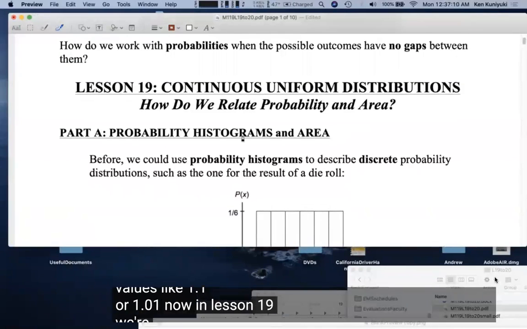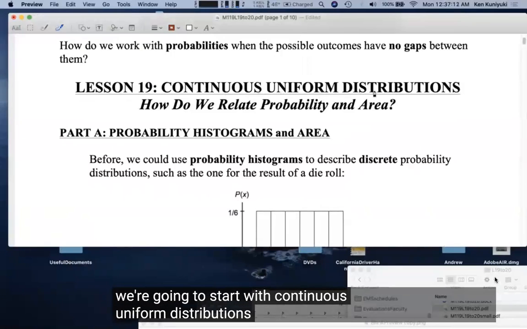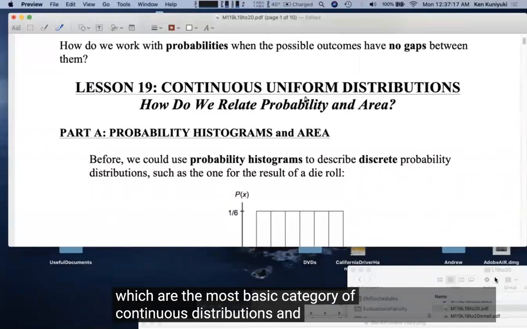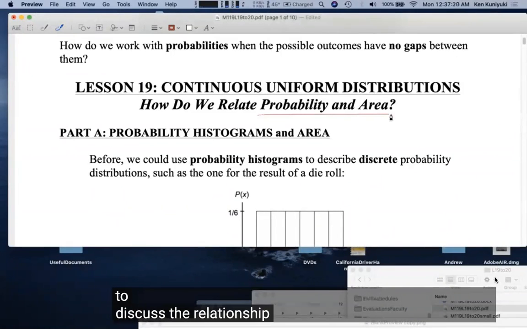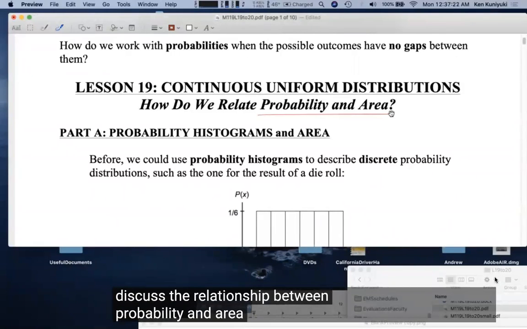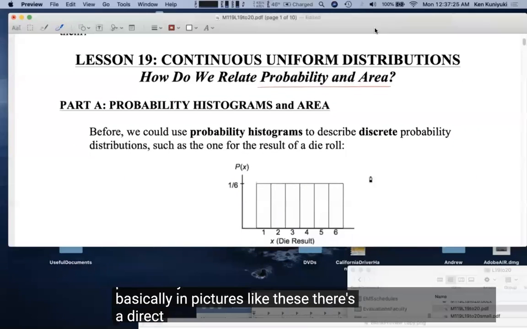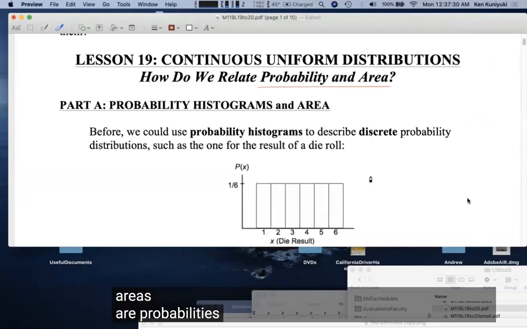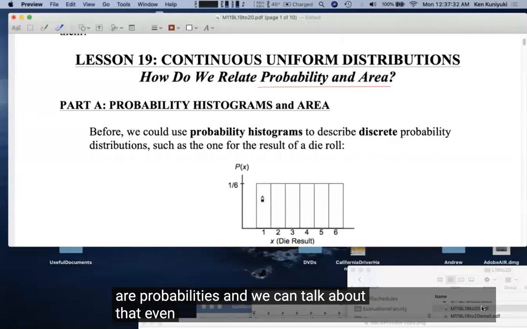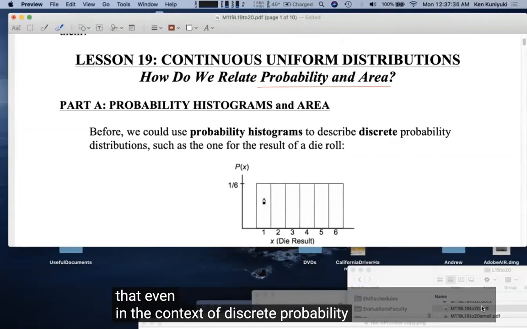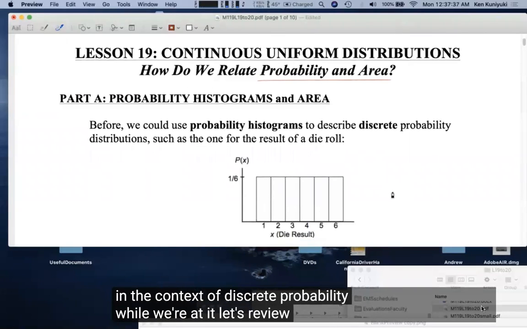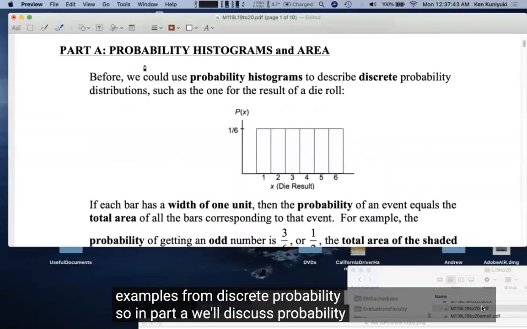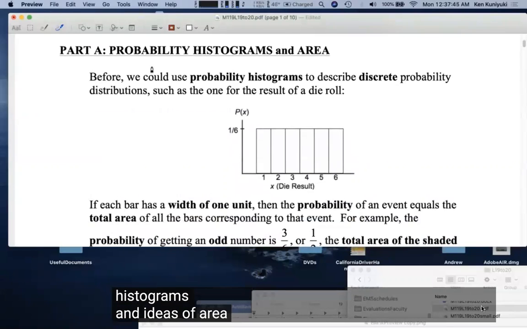Now, in lesson 19, we're going to start with continuous uniform distributions, which are the most basic category of continuous distributions. And we're going to discuss the relationship between probability and area. Basically, in pictures like these, there's a direct relationship between areas and probabilities. In fact, areas are probabilities. And we can talk about that even in the context of discrete probability. While we're at it, let's review these examples from discrete probability. So in part A, we'll discuss probability histograms and ideas of area.